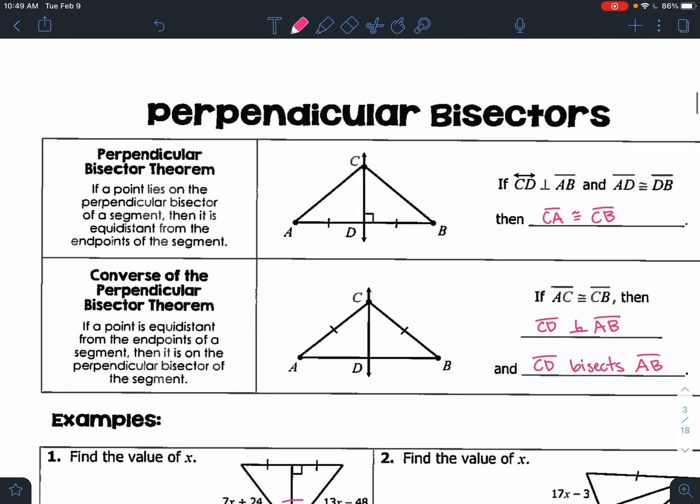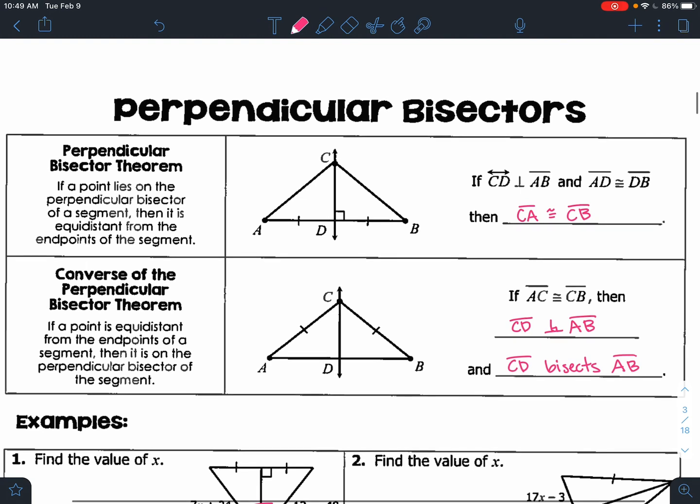For our perpendicular bisectors, we're going to hit a little bit on this page and then we're going to move down the list. So the perpendicular bisector theorem tells us that if a point lies on the perpendicular bisector of a segment, then it is equidistant from the endpoints of the segment. So if CD is perpendicular to AB and it cuts AB in half, then what we know is that the distance from C to A is going to be equal to the distance from C to B.